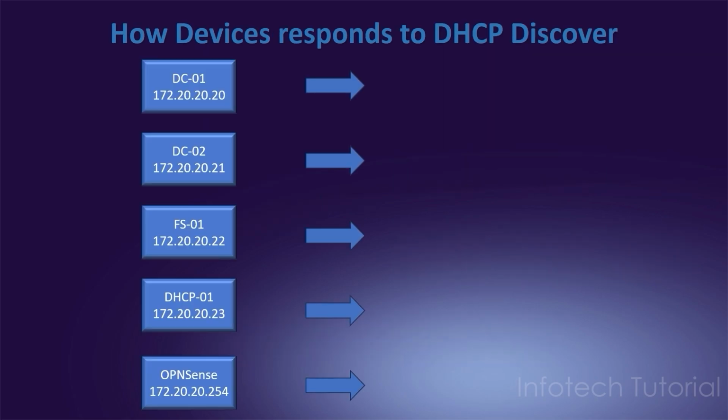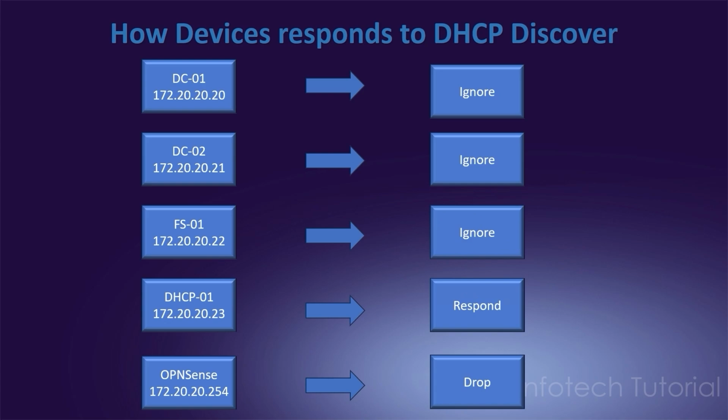When devices receive this message, depending on what they are and how they are configured, they will respond differently. For DC01, DC02, and FS01, these servers will just ignore the request because they are not configured to respond to this kind of request. DHCP01 will receive the message because we installed the DHCP server role on it, and will respond, hey, yes, I can give you an IP address. OPNSense is very important because OPNSense will just drop this packet.